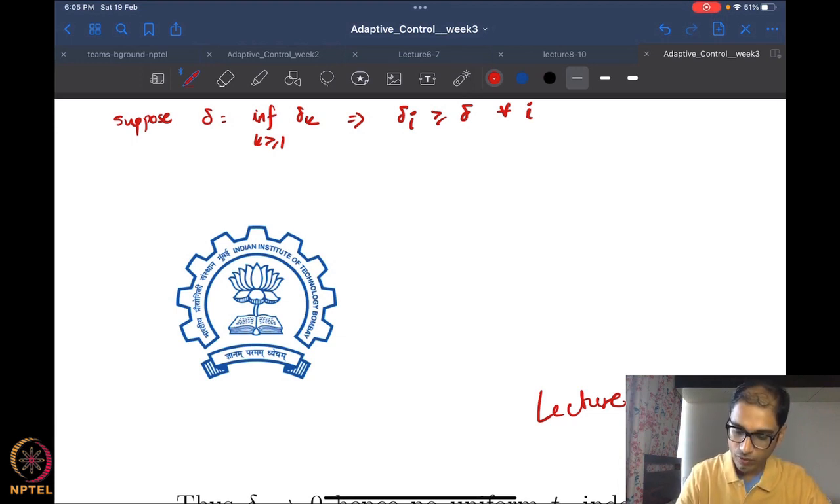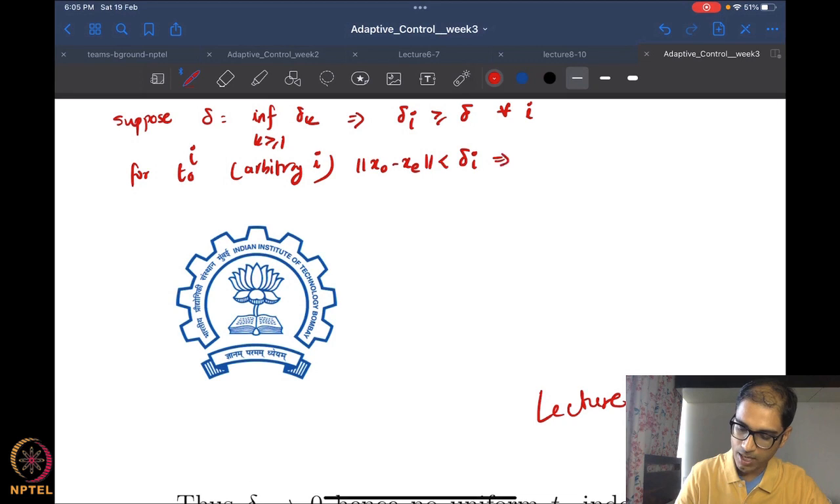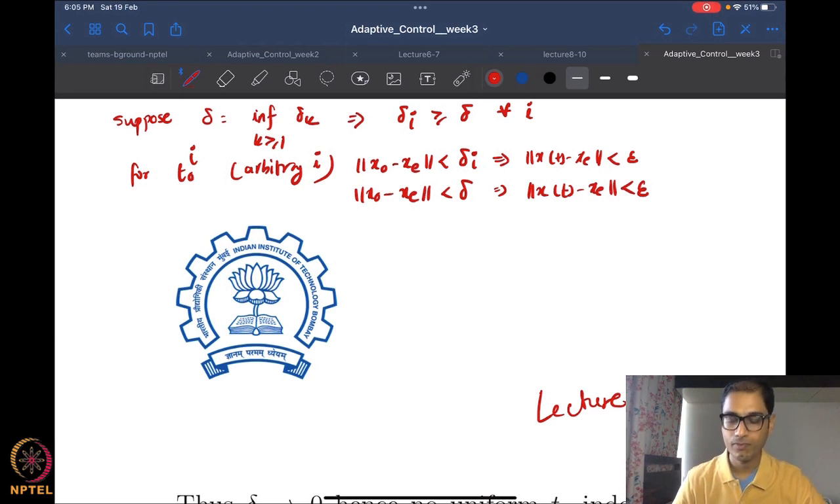So for T0 i, arbitrary i, what can I say? I know that norm of x0 minus xe less than delta i implies norm of xt minus xe less than epsilon. Now, does this also imply that norm of x0 minus xe less than delta implies norm of xt minus xe less than epsilon? The answer is an emphatic yes. Why? Because delta here is smaller than this. So if I start in a larger ball and my solutions remain in the epsilon ball, it is guaranteed that if I start in a smaller ball, my solutions have to remain in the epsilon ball.